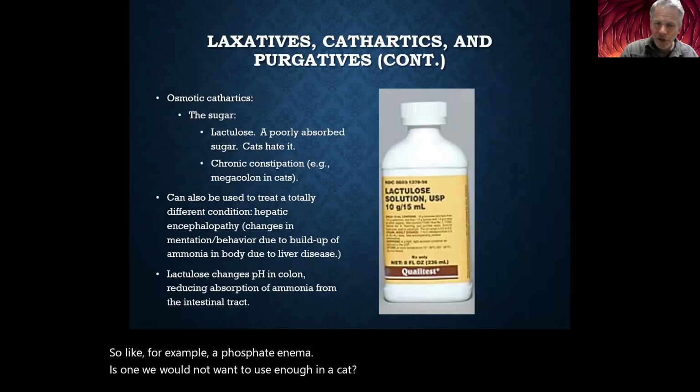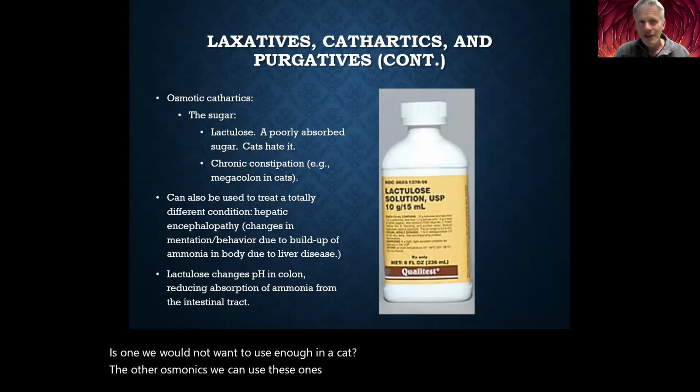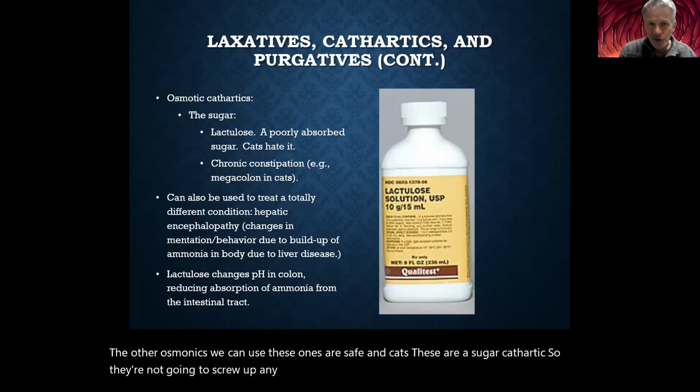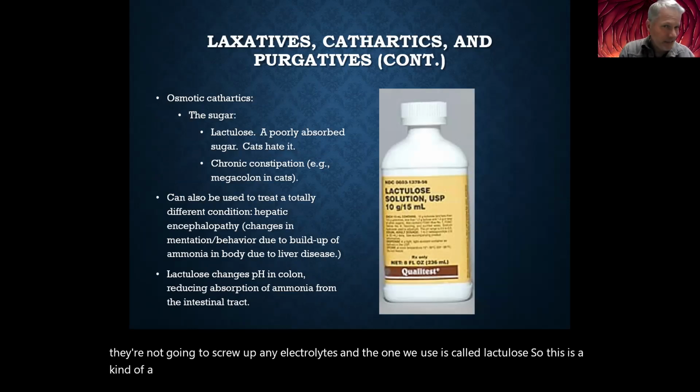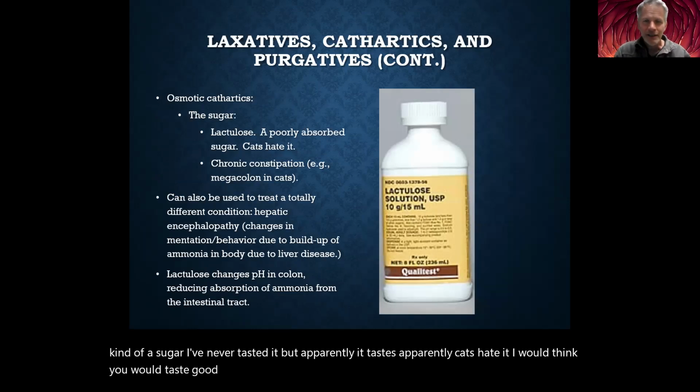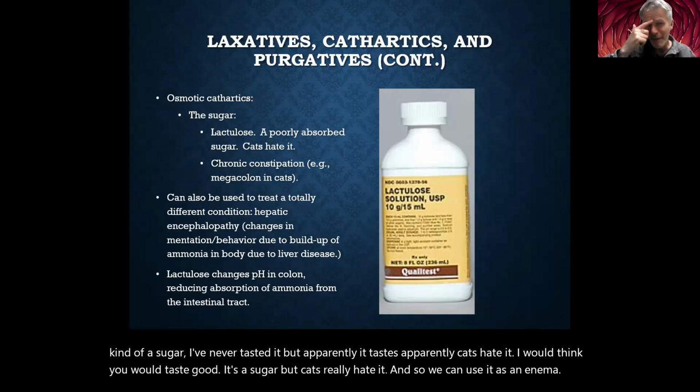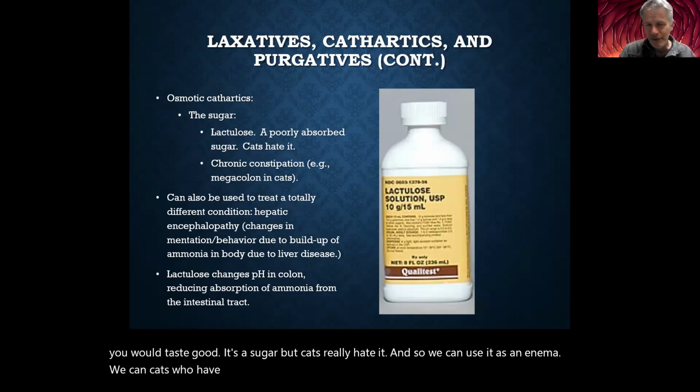The other osmotics we can use, these ones are safe in cats. These are a sugar cathartic, so they're not going to screw up any electrolytes. The one we use is called lactulose. This is a kind of sugar. I've never tasted it, but apparently cats hate it. I would think it would taste good. It's a sugar, but cats really hate it. And so we can use it as an enema. Cats who have megacolon will have owners give it usually twice a day, but cats really hate it.